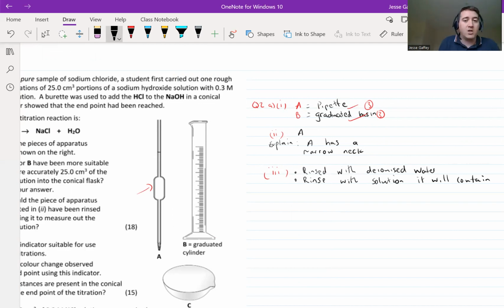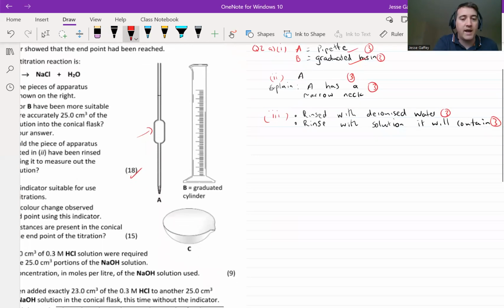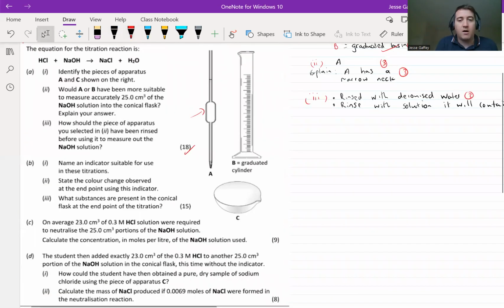All right, so at this stage, let's just check where the marks were here. So we had 3 each for the first 2 bits. We had 3 for A here. We had 3 for explaining the narrow neck. And then we had 3 each for this and 3 for that. So at this stage, part A was worth 18 marks. They should have all been pretty easy to get. Moving on to part B.